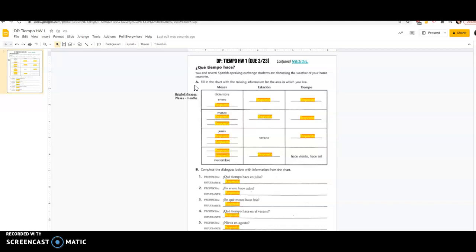you live. So here you have meses. If you've forgotten, you can look over. Meses means months. So here you're going to be saying the different months, right? It gives you some, you have to fill in the rest. And then they go together.